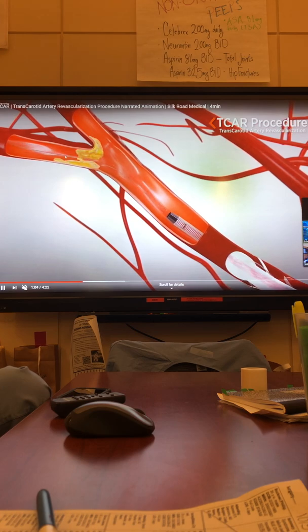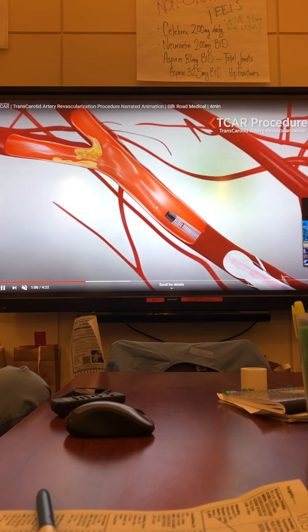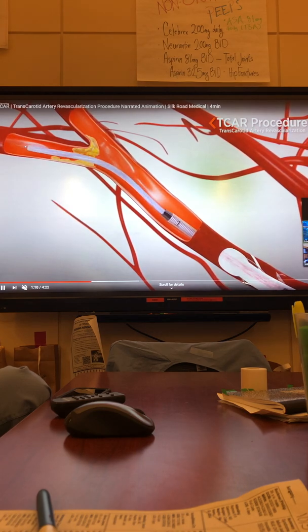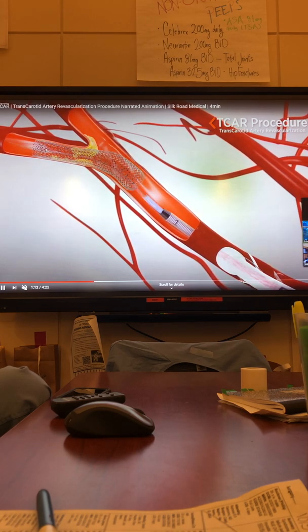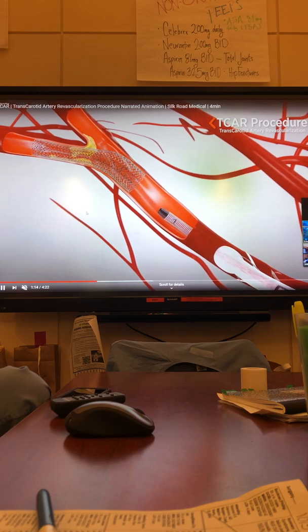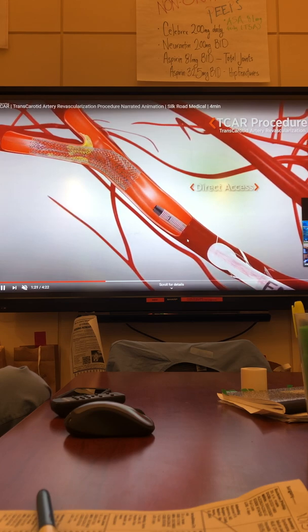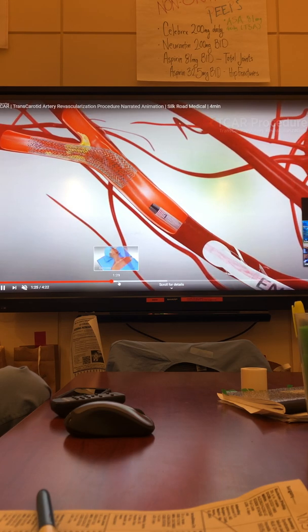So with TCAR, you can see the flow of blood is going the opposite direction. The flow of blood is going into this sheath while we're treating. And so when we deploy the stent, all the blood flow is going the opposite direction, away from the brain. And what's happening is the blood's coming up the other side over here, going through the circle of Willis and being sucked back through this little straw. And we'll show you how that works.